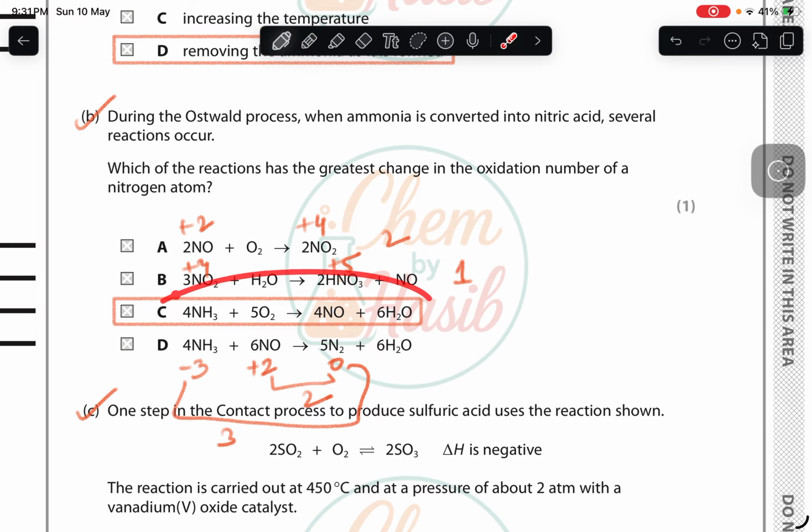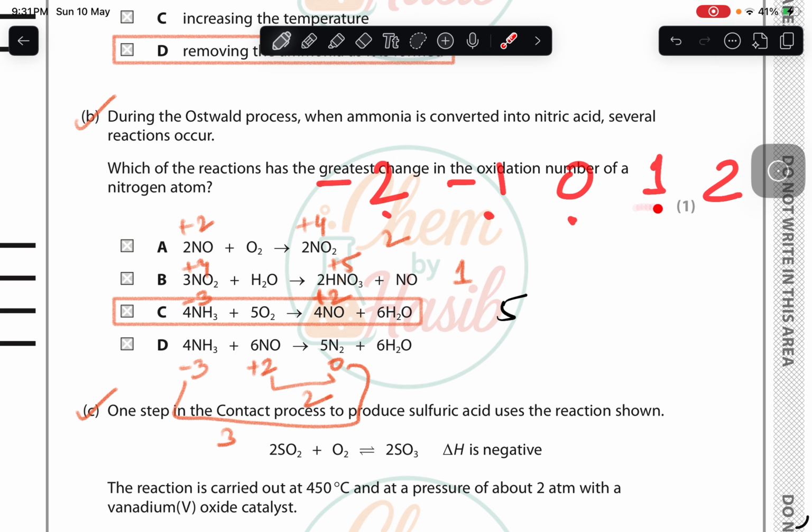Now let us look here. The oxidation number of nitrogen here is minus 3 and here it is plus 2. The difference between minus 3 and plus 2 is 5. From minus 3 going to plus 2, you go to minus 2, minus 1, 0, plus 1 and plus 2. 1, 2, 3, 4, 5. So the change in oxidation number is 5. So the answer would be C. C is the correct answer. Alright.